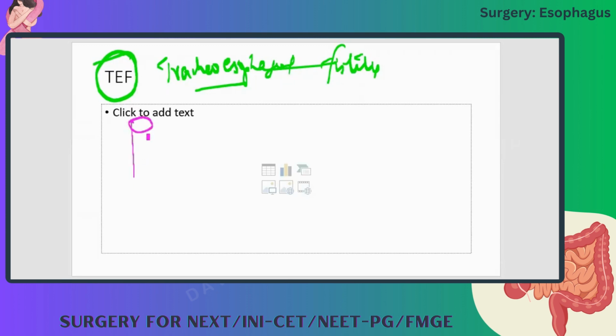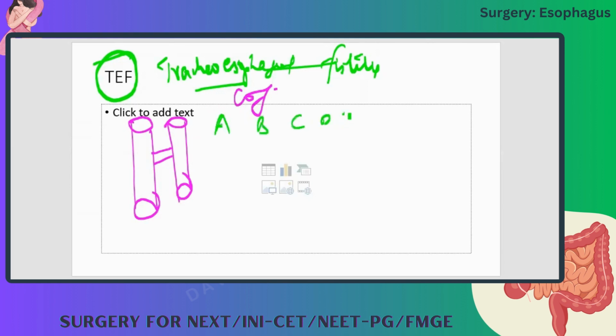Okay, so here is one tube. This is the esophagus, and suppose this is the trachea. There is an abnormal connection between these two. It is a congenital anomaly. So there are types like A, B, C, D, E. There are 5 types of tracheoesophageal fistula, and just remember, type C is the most common.